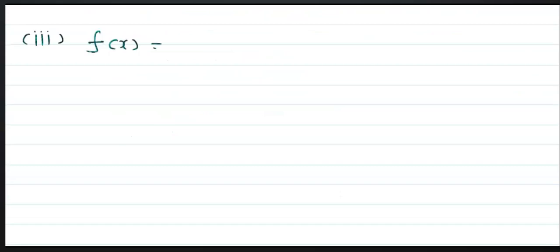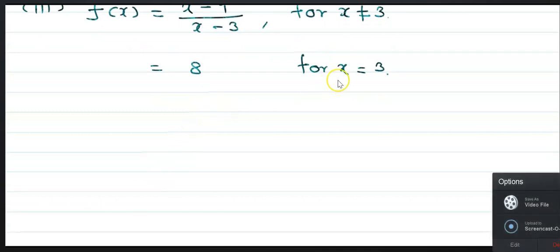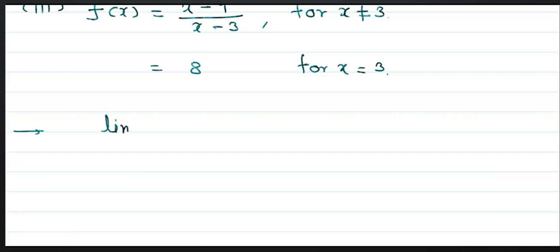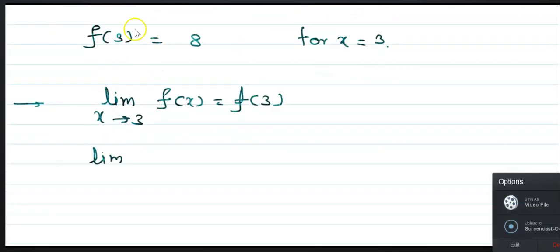Now the next, f of x is equal to x square minus 9 upon x minus 3 for x not equal to 3 and equal to 8 for x equal to 3. It means that here we have the value of the function is 8, which is given there. Now see this, limit x tends to 3, f of x is equal to f of 3. Now see this here, f of 3 is equal to 8. If the value of the function is equal to the limit of the function, then the given function is continuous.